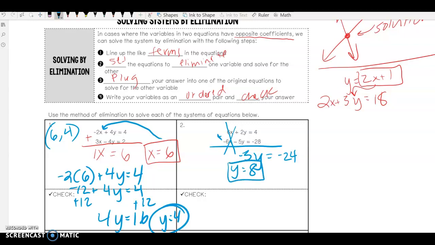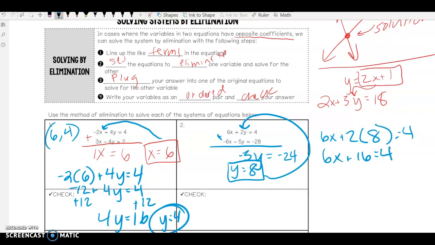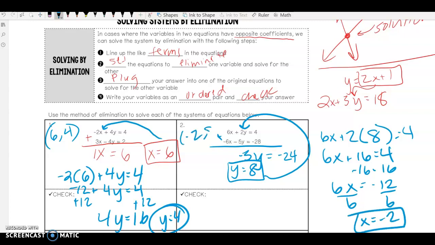Now I need to plug y into one of the equations and solve. So I'm going to plug it into this first one for y. When I rewrite that equation, I'll get 6x plus 2 times y, which was 8, equals 4. I'll get 6x plus 16 equals 4. I'll subtract 16 on both sides. So I get 6x equals negative 12. Divide both sides by 6. And x is negative 2. Ordered pair, negative 2, 8.